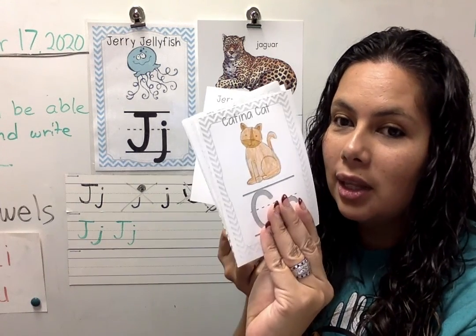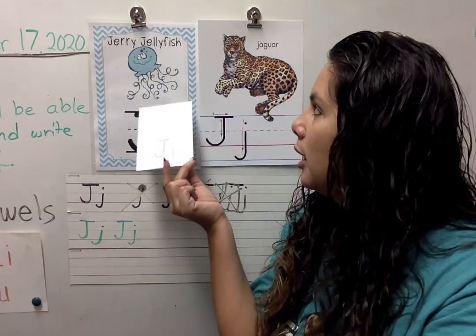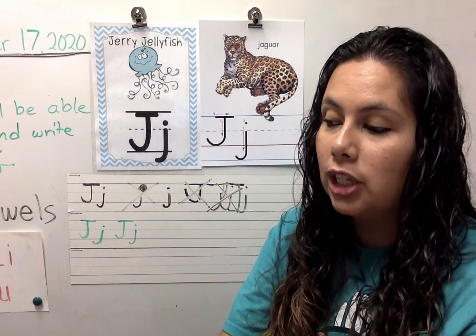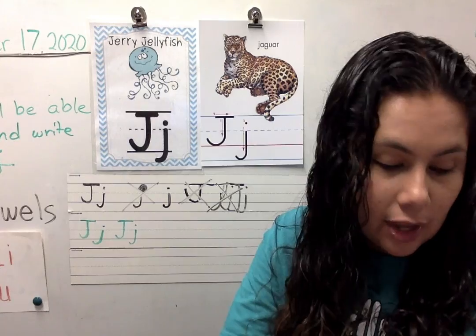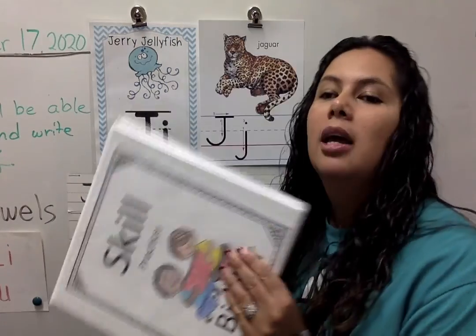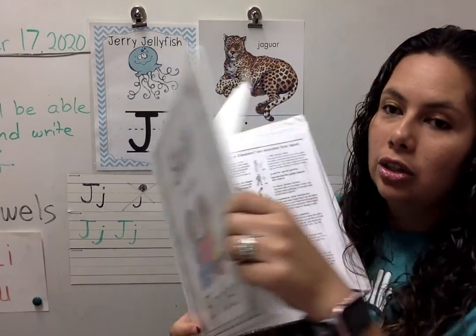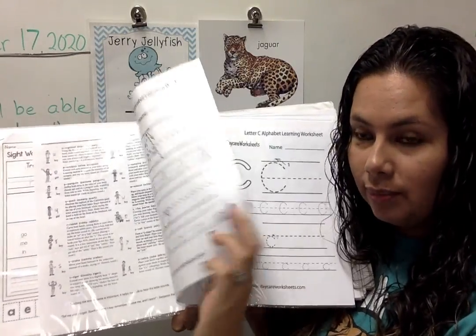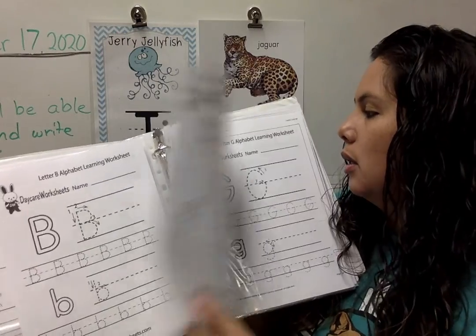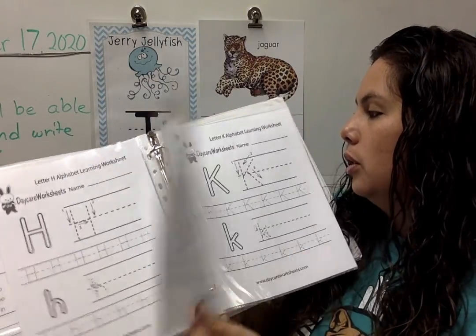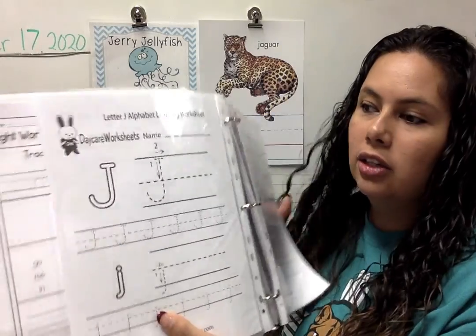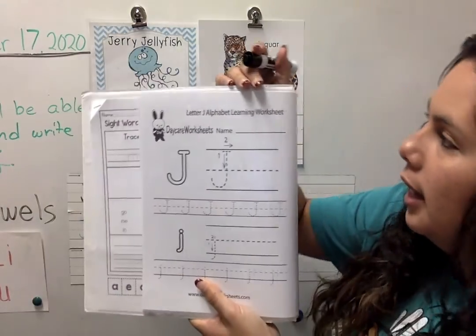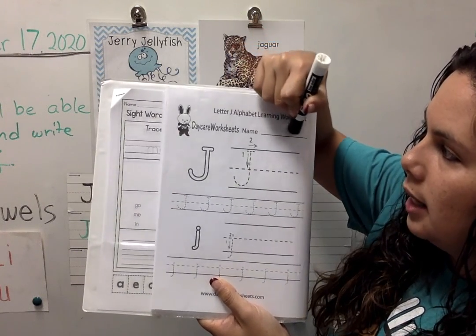Remember to try to stay within the lines. You can color him or Jerry this color if you like. This one, the jellyfish, I'll let you color whichever color you want. And then after you guys do that, make sure you take out your skill practice binder. It is the worksheets that are for erasing. And you're going to look for your J. Here's your J. Okay, make sure you take out your dry erase marker and write your name right here.